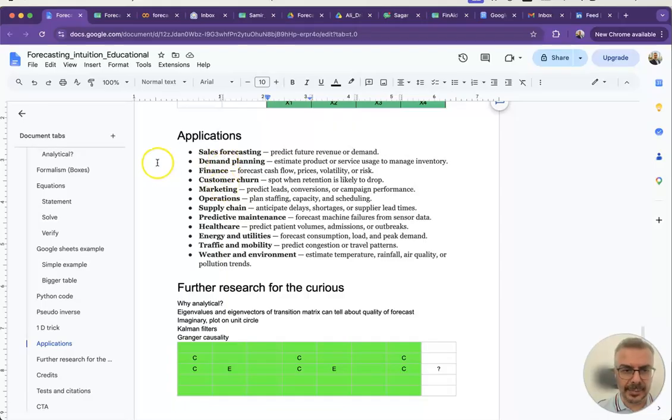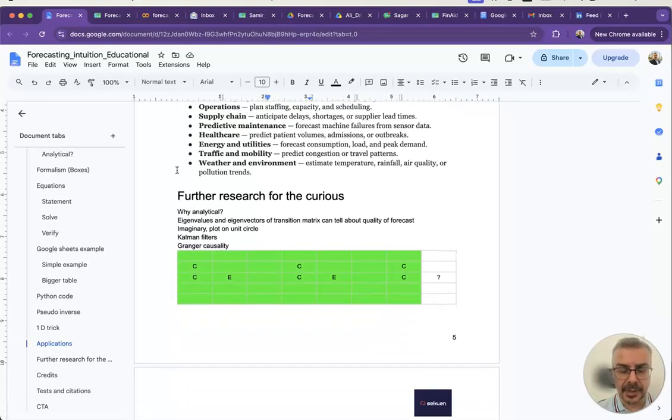Where to apply this? Sales forecasting, demand planning, finance forecast, cash flows, customer churn prediction, marketing, operations, supply chain, predictive maintenance, healthcare, patient volume, admissions, outbreaks, energy and utility, traffic and mobility, and weather, obviously.